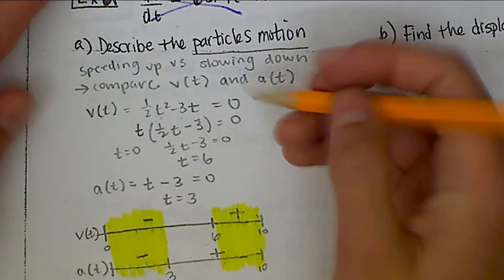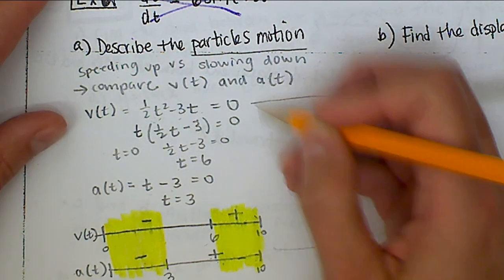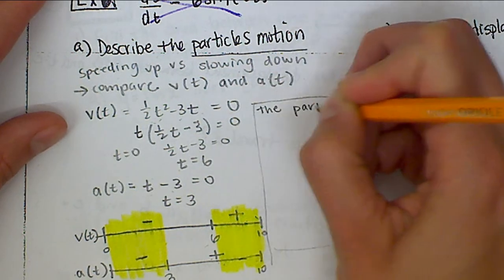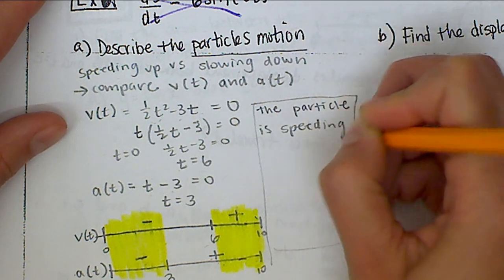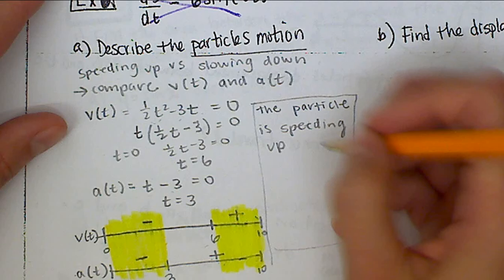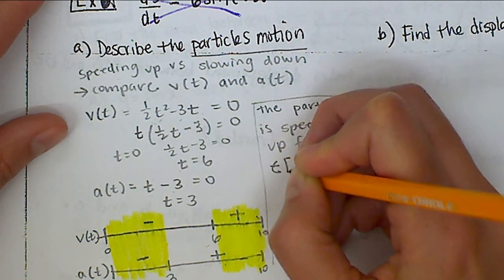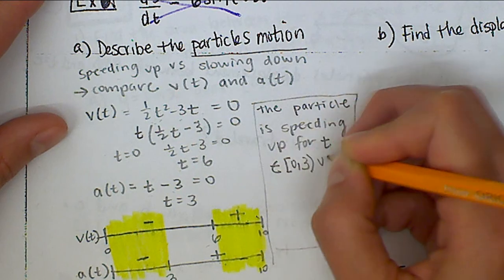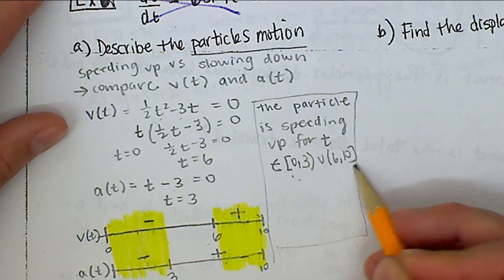So if I were to describe this motion, I could just write a little summary statement. I'll write my summary statement in this box. The particle is speeding up for t on the interval from 0 to 3 in union with 6 to 10. So from 0 to 3 and 6 to 10, it's speeding up.